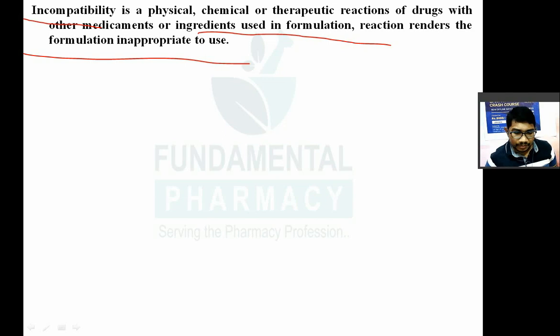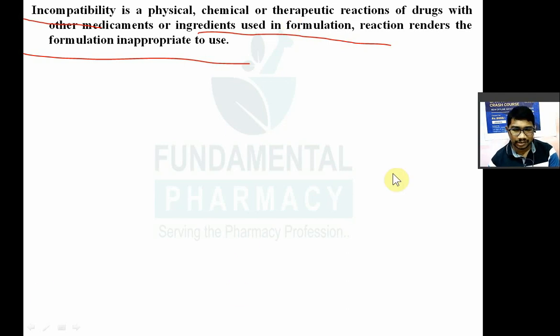suppose you have a syrup, ipecac hydrochloride, and if you add sodium bicarbonate or soda, a carbonated beverage, to that, what will happen? That ipecac hydrochloride will be precipitated, and now it is inappropriate for use. So that's why incompatibility is nothing but the physical, chemical or therapeutic reaction of a drug with another drug, medicament or ingredient used in the formulation. That reaction renders the formulation inappropriate to use. That is nothing but the incompatibility.